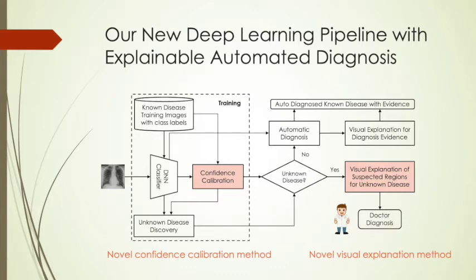In the testing phase, when we see an image, our system will first do inference and then calculate confidence using our new calibration method. We then decide if it belongs to a known type of disease or is an unknown. If it belongs to a known type, our normal deep classifier will classify it. If not, our system will conclude it is an unknown. We also designed a novel approach to give visual evidence on the suspected regions that lead to the decision of unknown. This can help doctors look at the visual evidence and make the final decision.